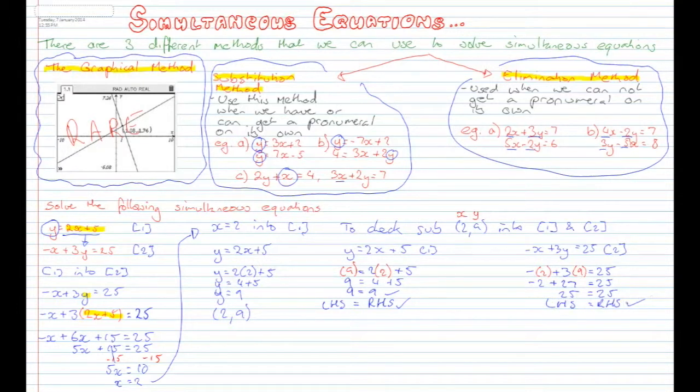Fantastic. Because left hand side equals right hand side, it means this equation also goes through the point 2, 9. And that means if both equations go through the point 2, 9, they intersect at this point. Therefore, y equals 2x plus 5 and negative x plus 3y equals 25 intersect at the point 2, 9.